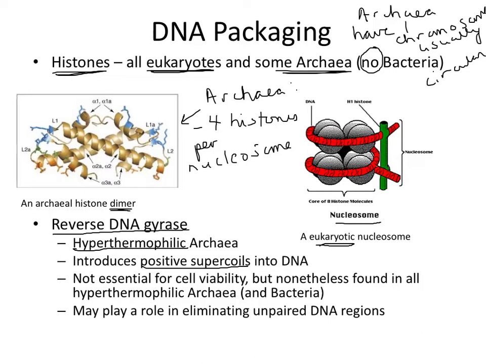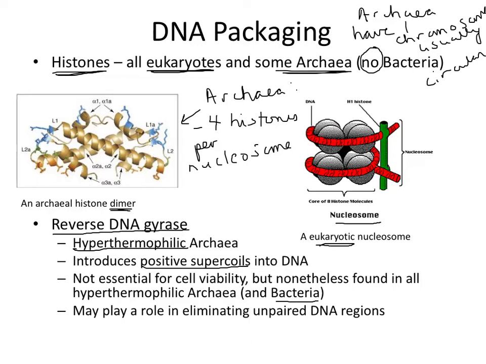Scientists are really intrigued by this because in the lab, when you knock out the ability to make reverse DNA gyrase, the cells are actually still viable. So it's not essential for cell viability to have this protein, but nonetheless, when you look at all of the hyperthermophilic Archaea and some of the thermophilic bacteria as well, we see the presence of this enzyme, and we see a lot of positive supercoiling.